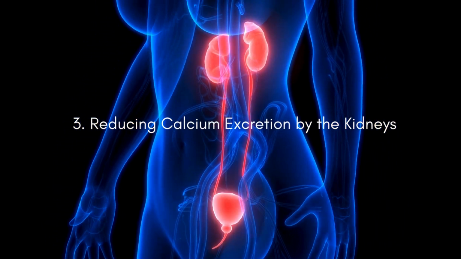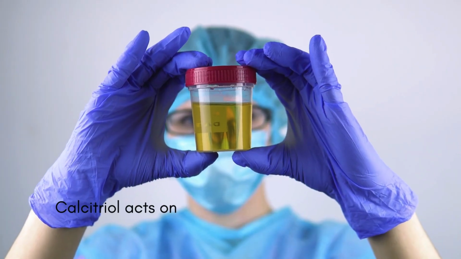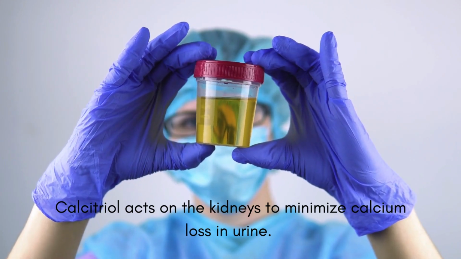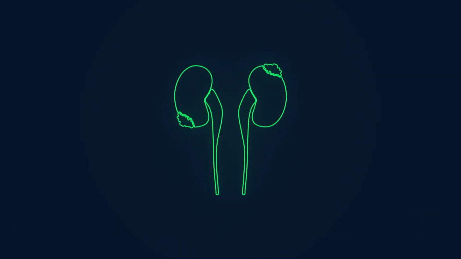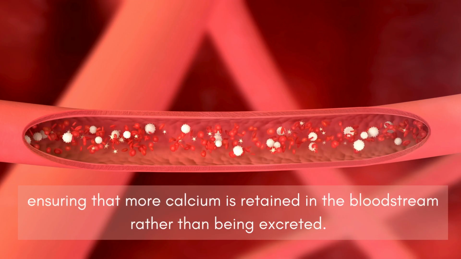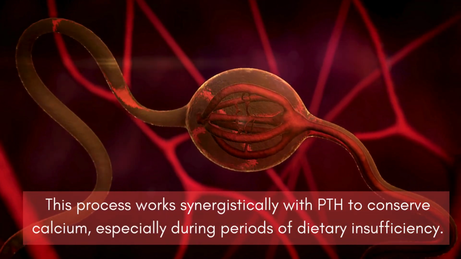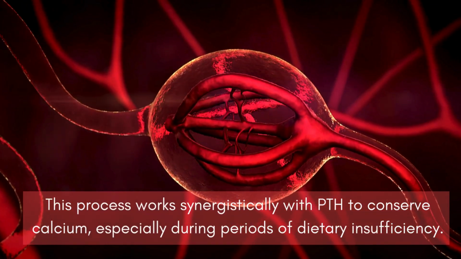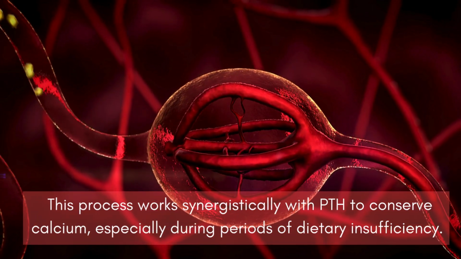3. Reducing calcium excretion by the kidneys. Calcitriol acts on the kidneys to minimize calcium loss in urine. It enhances the reabsorption of calcium in the renal tubules, ensuring that more calcium is retained in the bloodstream rather than being excreted. This process works synergistically with PTH to conserve calcium, especially during periods of dietary insufficiency.